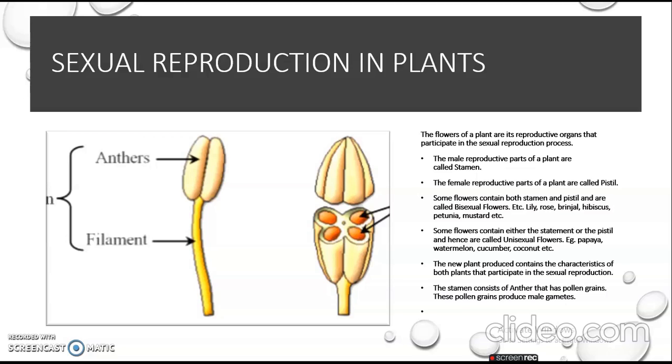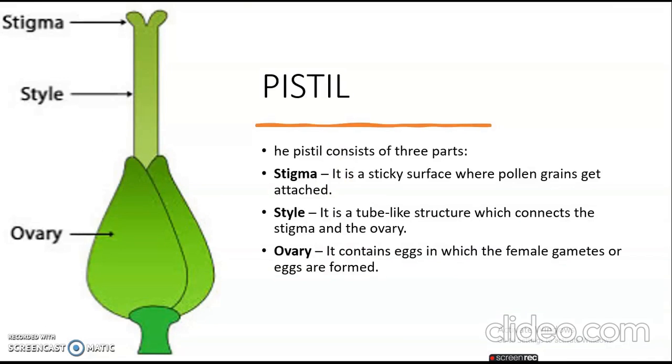The stamen consists of the anther, which has what? Pollen grains. These pollen grains produce male gametes. Yes, this is a new word, male gametes. So the stamen consists of anther and filament, and in the anther there are pollen grains which produce the male gametes. Now, what is the pistil?